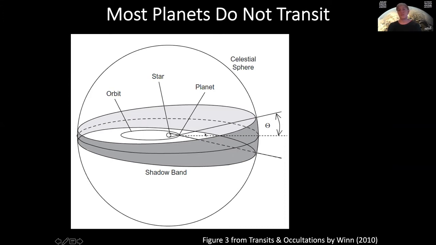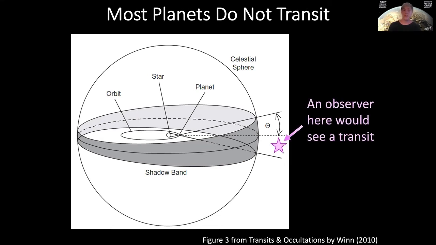But if the observer is positioned above or below the gray band, the planet would not appear to cross in front of the star, and they wouldn't see a transit from that perspective. So here, the purple observer would see a transit, but the green observer would not.